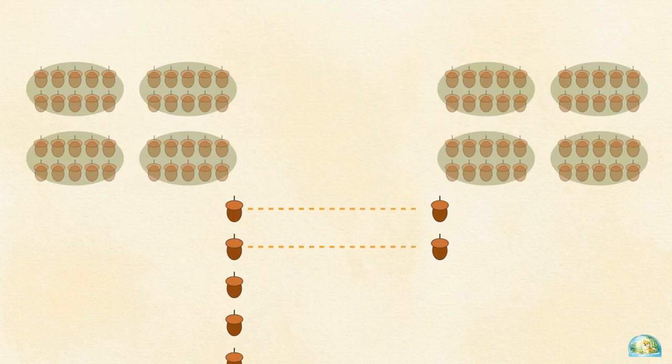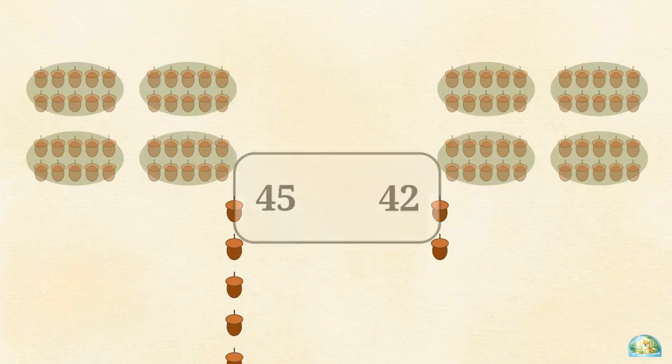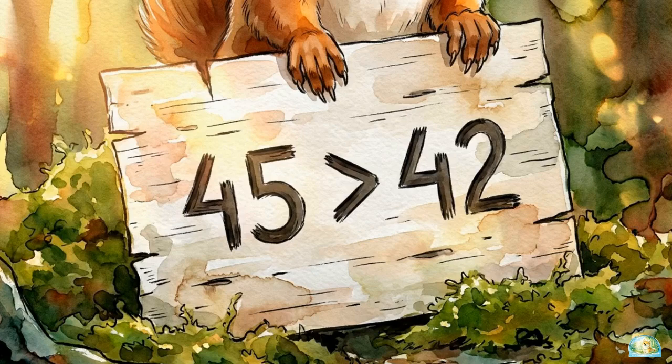Matching the loose ones directly, we pit the 5 individual acorns on the left against the 2 on the right. 5 easily beats 2. This decisively resolves the tie. We place our symbol to record that 45 is greater than 42. The ones place exists strictly as a structural tiebreaker. By evaluating numbers progressively from left to right, the place value system guarantees a clear answer.